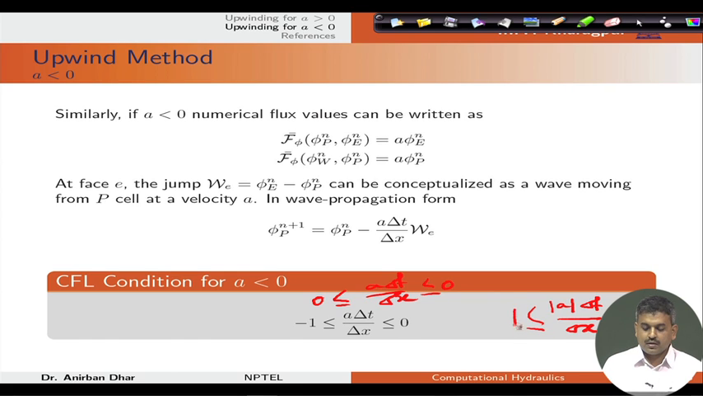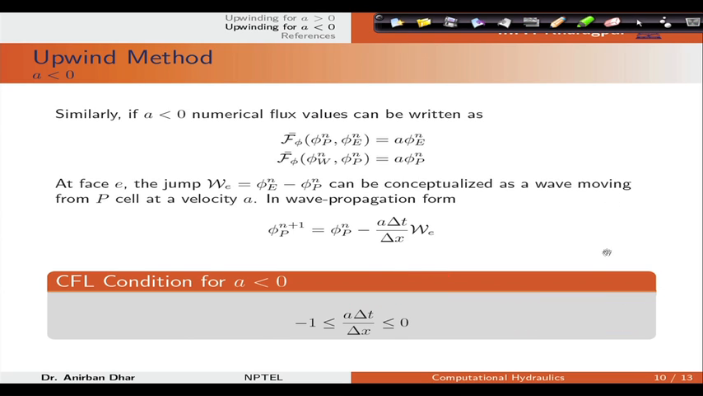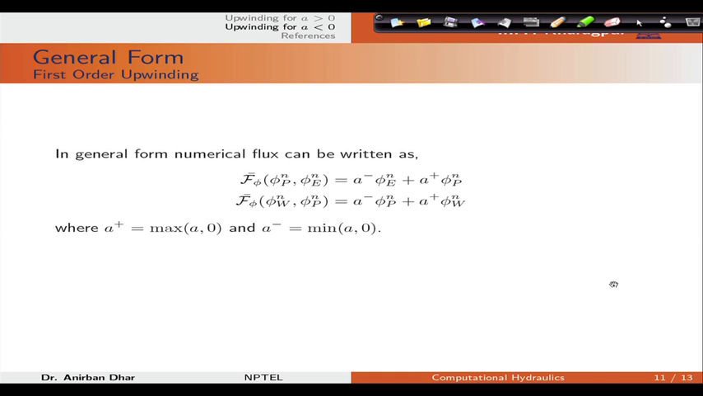This will be always 1 in this case. In general form, if we write, then this is written as considering both a greater than 0 and a less than 0, a minus E and a plus P.